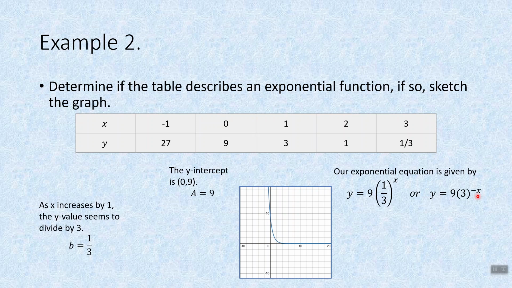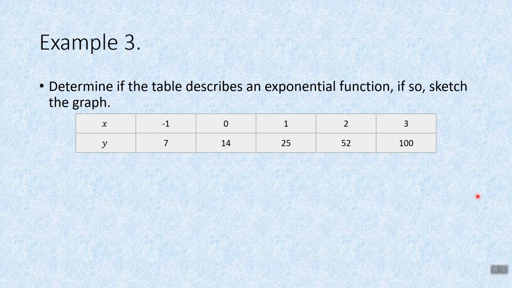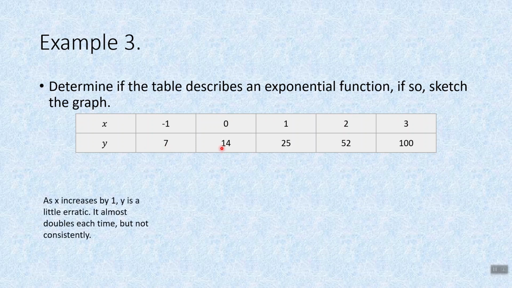Let's look at number 3. Again, x is increasing by 1 each time. But the y value, 7 times 2 is 14. But 14 times 2 is not 25. 25 times 2 is not 52. And 52 times 2 is not 100. It's not consistent. It's close to 2 each time, but it's not 2.